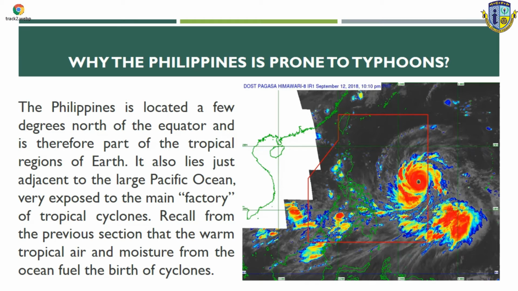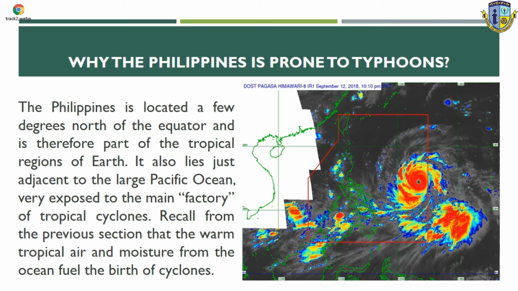Why is the Philippines prone to typhoons? Most typhoons in the western North Pacific Ocean, including the Philippines, occur from May to November, but they may also occur in all the months of the year.